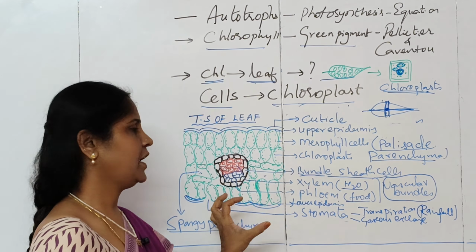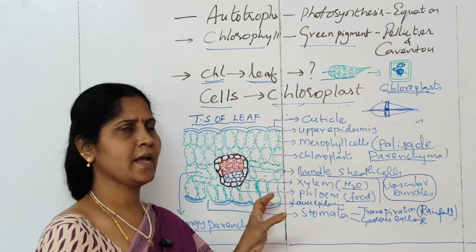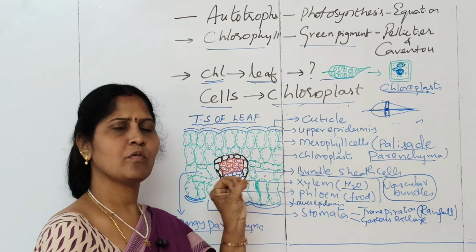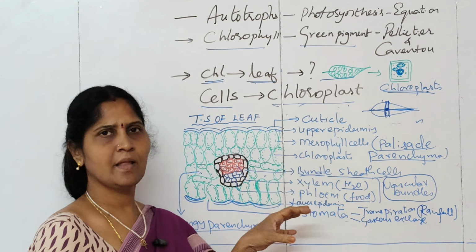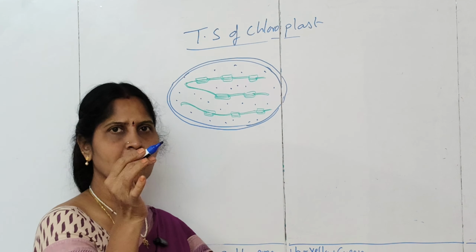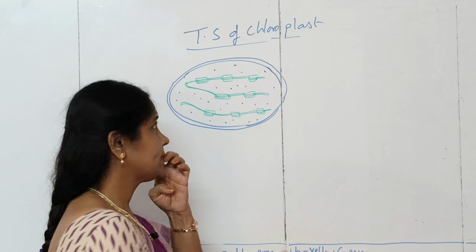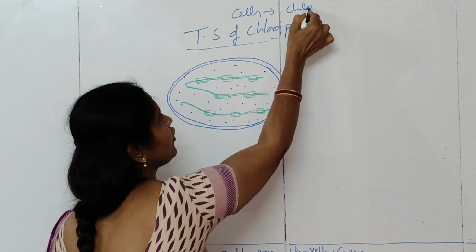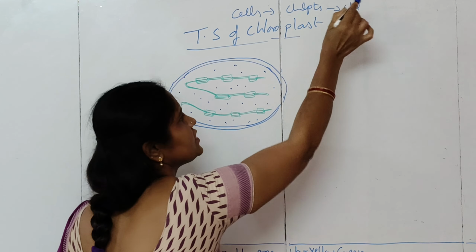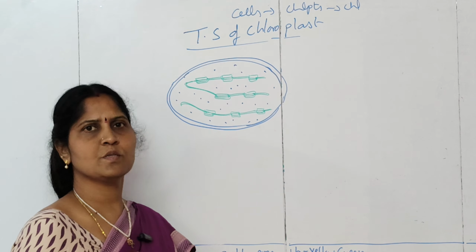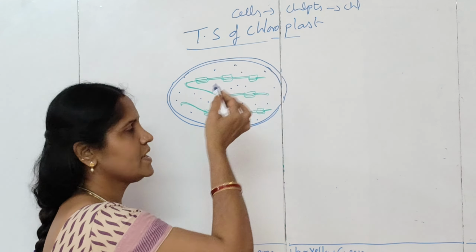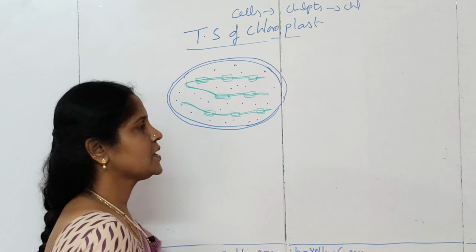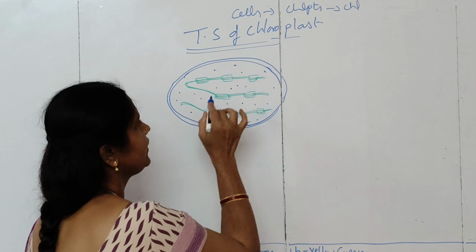We have seen the arrangement in the TS, how it looks, and now let us check out where the chlorophyll molecules are exactly present within the chloroplast. Plants have cells, within cells we have chloroplasts, and within chloroplasts we have the chlorophyll, which is the green pigment helping in photosynthesis. Now where is the chlorophyll exactly within the chloroplast is the question. To understand that, we have drawn the TS of the chloroplast.